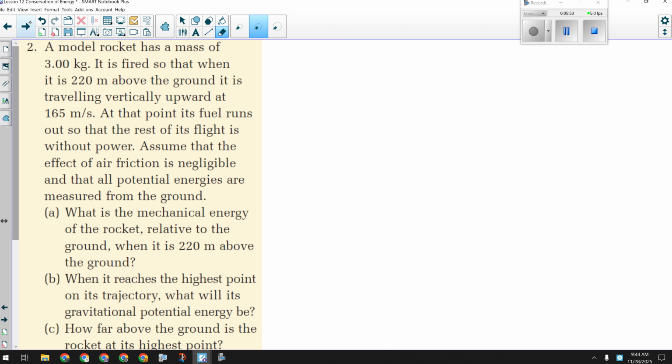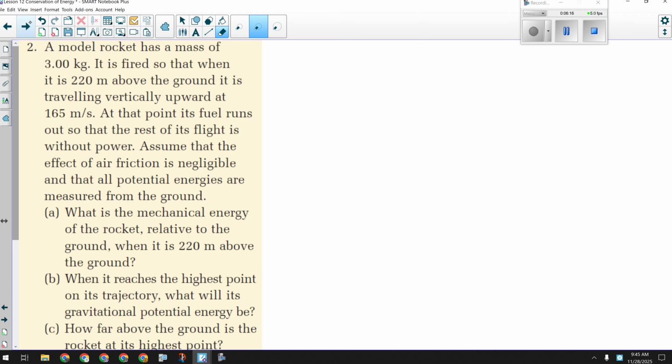Okay, I would like you guys to try this one. So we've got a 3 kilogram model rocket, okay? And it's fired so that when it is 220 meters above the ground, it is traveling vertically upward, so straight up in the air, at 165 meters per second. At that point, the fuel runs out, okay?